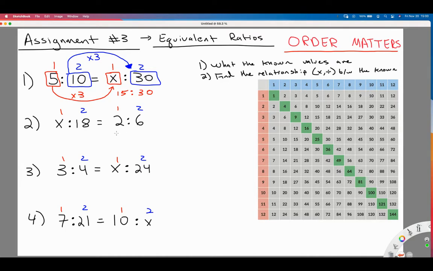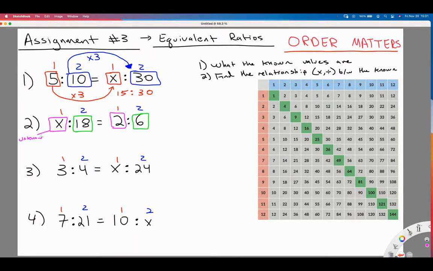Now take a second and try to find out what the known values are in this relationship or in this ratio. So pause the video and see if we can find out the known values. And if you said that the 2's, the second terms, are the known values, you're absolutely correct. Because we don't know, obviously, what this first term is. We know the 2, but we don't know what this x is, so that makes that an unknown.